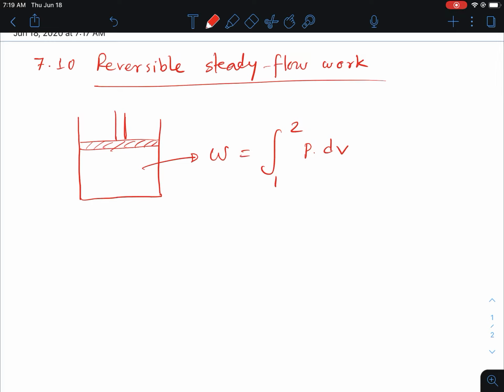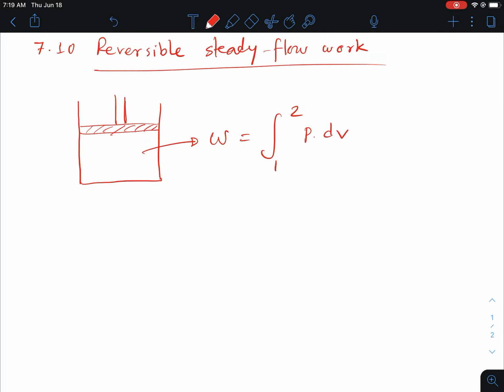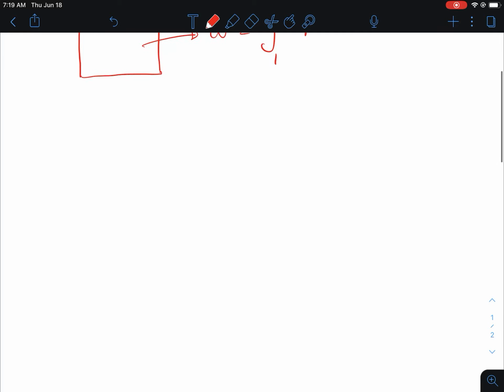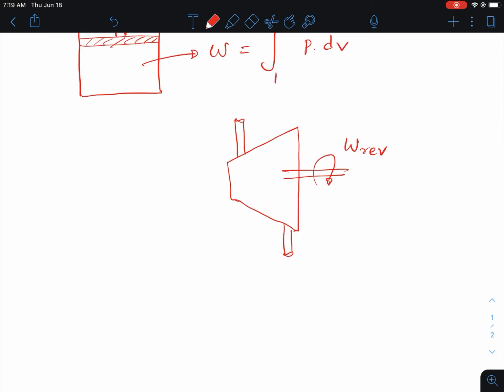However, let's take a look. What if the system is an open system, and the flow into the system and the flow out of the system is steady? For example, if you have a turbine, in that turbine the incoming flow and outgoing flow are steady, and that turbine is producing some work, W. If we consider this type of system, what is the work done?